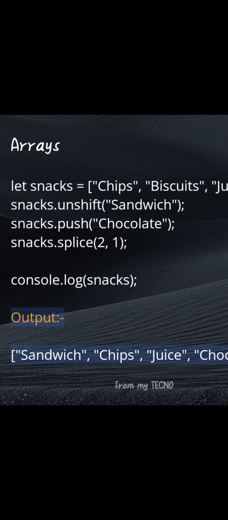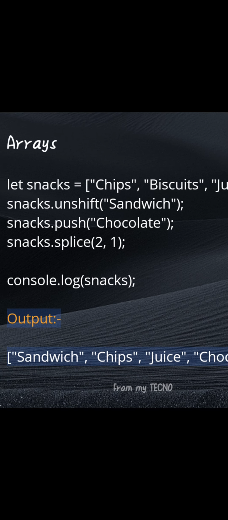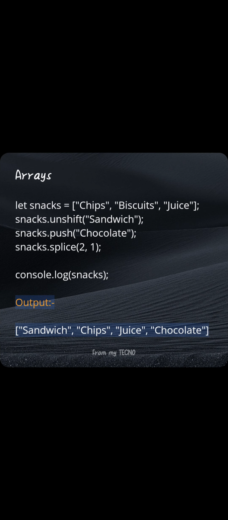As you see here, snacks.splice(2, 1) removes the biscuits from the snacks. So we can see the output: sandwich first, because we added it with unshift. So the first element is sandwich. After that comes chips, then we don't get the biscuits because we removed them in the third condition, snacks.splice(2, 1). After that, juice and chocolate are added.